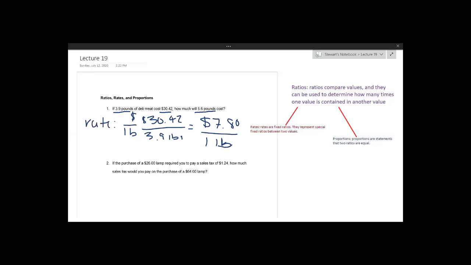So you've seen rates like this in grocery stores all the time. They give you an amount per 1 pound of meat. Like when you're buying steak or chicken or whatever meat you have, they give you a rate per pound.